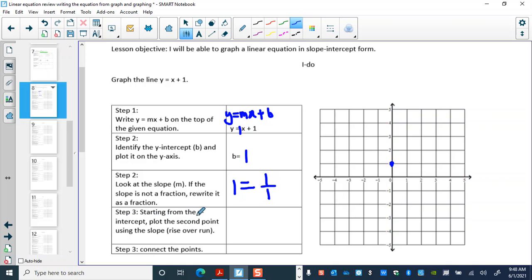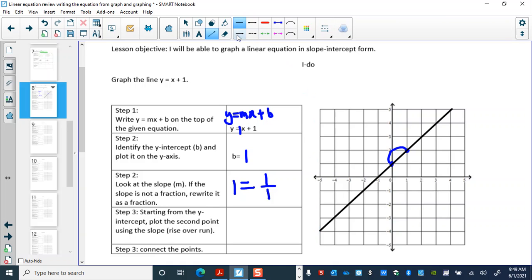Step 3, starting from the y-intercept, plot the second point using the slope, rise over run. So you start from the y-intercept, your rise is 1, so you are going to go up 1, that's your rise, and then your run is 1, so go to the right and put another point. And step 3, connect the points. So I'm going to use the line tool and then connect these 2 points.